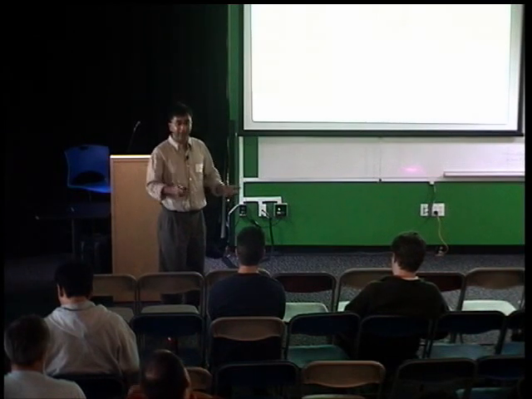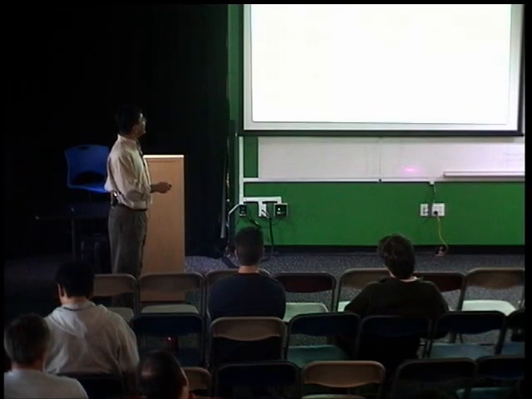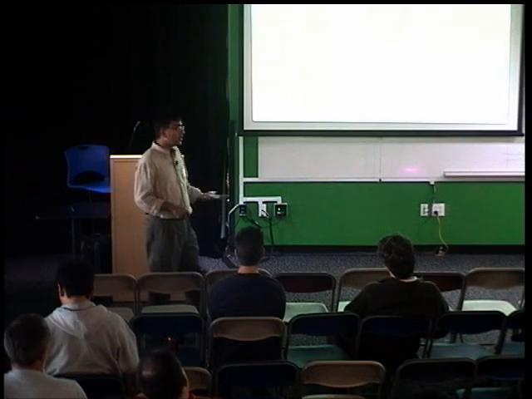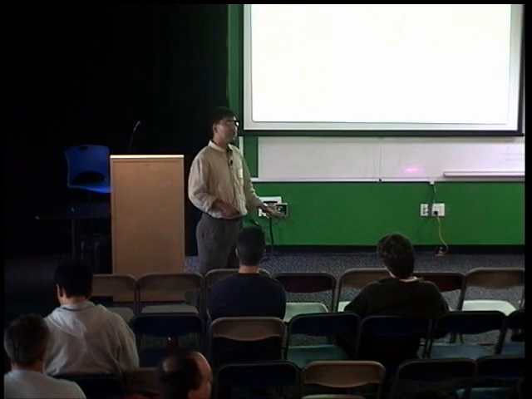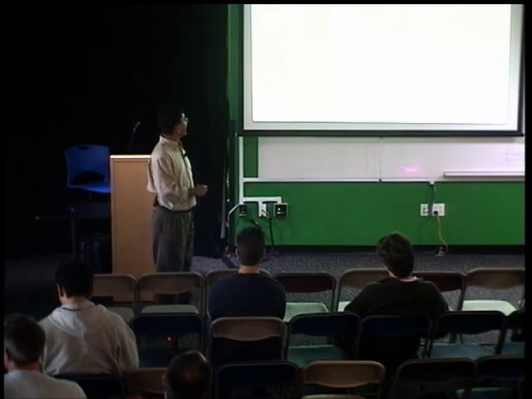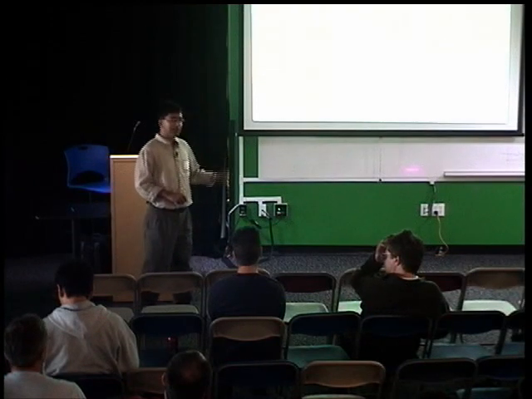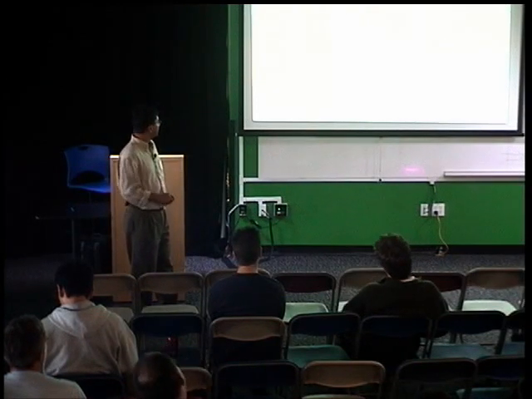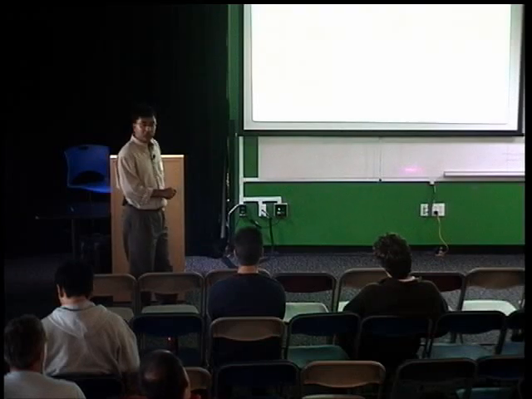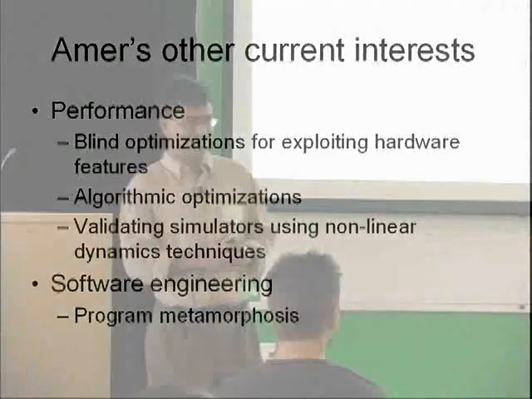at an algorithmic level. We are also doing a lot of work on using techniques from nonlinear dynamics. Computer systems are nonlinear systems, and it turns out they're actually chaotic systems. So we're using techniques from that domain for validating simulators and for understanding the performance of computer systems. And I also have interest in software engineering, where we are working on an improvement to refactoring called program metamorphosis. I'll stop here and take any questions.